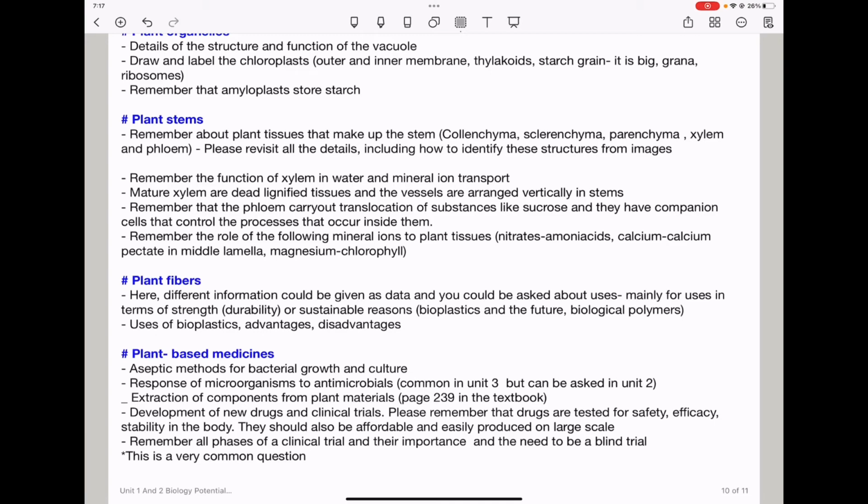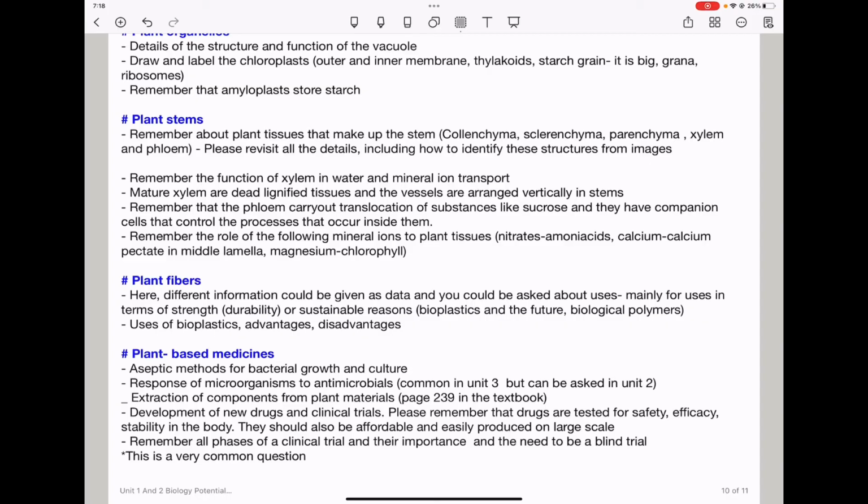A question could come on how they can use plant material to develop new drugs, and they could ask you which steps the scientists should take in order to make this drug available. That means they want to talk about clinical trials. So you need to understand that these are carried out to ensure that the drugs are safe, they are efficient, they are stable in the body, and so on. Also, drugs should be affordable and easily produced on large scale. So please remember all phases of clinical trial and their importance, as well as the need for a blind trial.